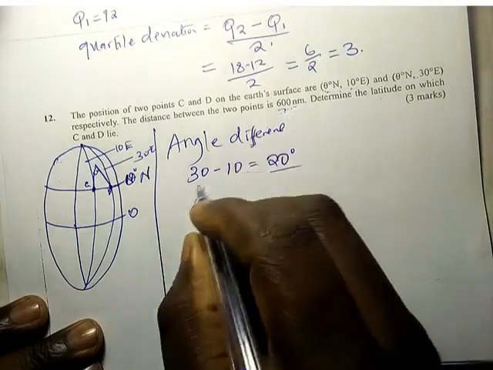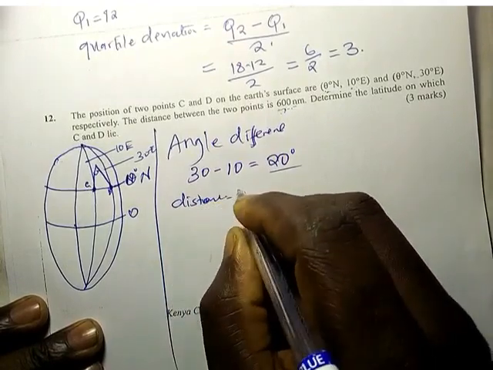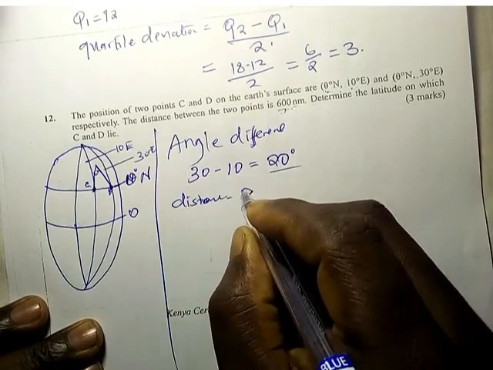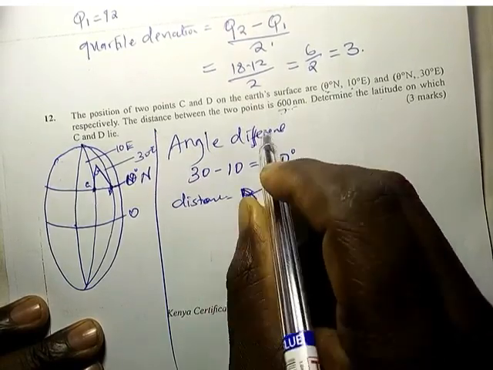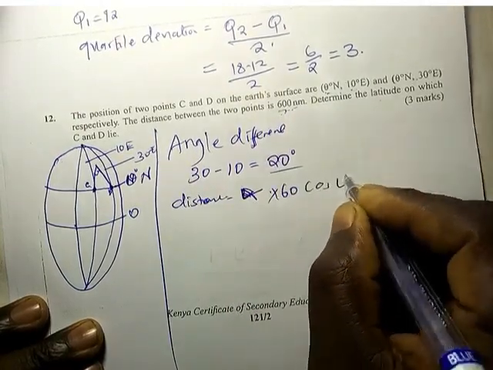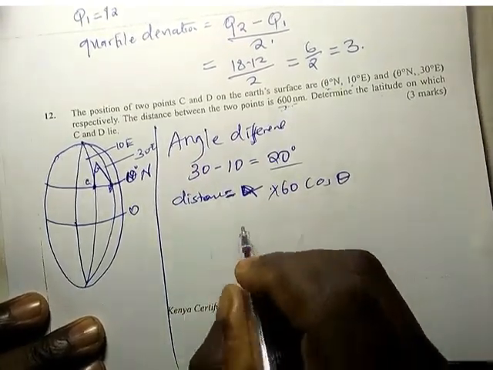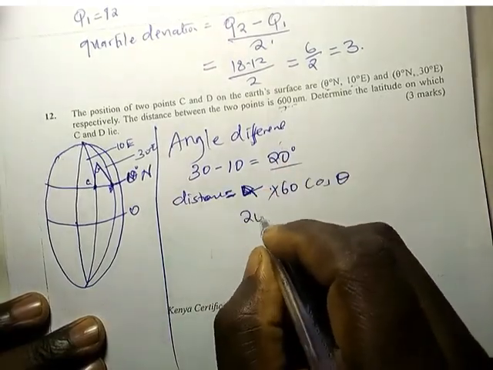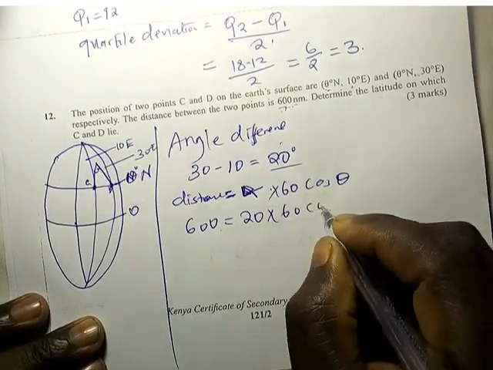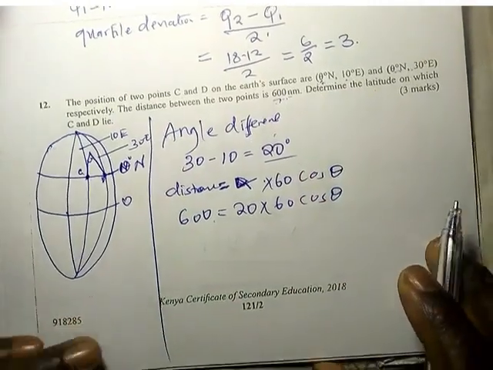The distance is given in nautical miles. So distance is given by theta or alpha. Alpha is the angle difference when you are using this one. Alpha times 60 cos theta. Now this one is the angle difference 20 times 60, which will give us 600 nautical miles, times cos theta. We are looking for this theta, the latitude angle.